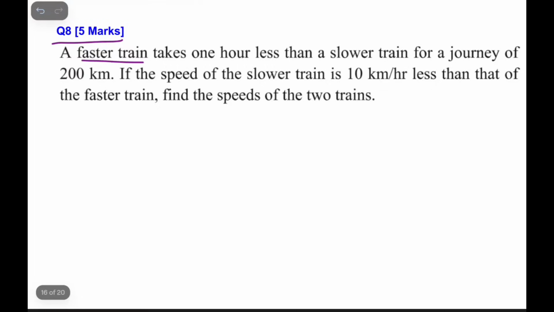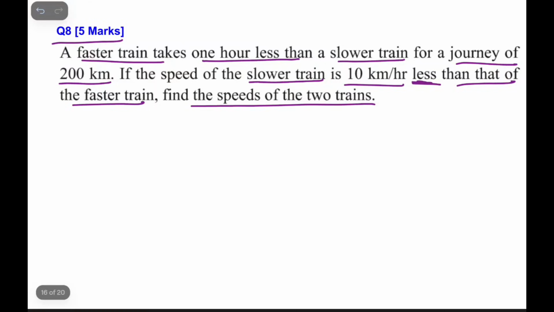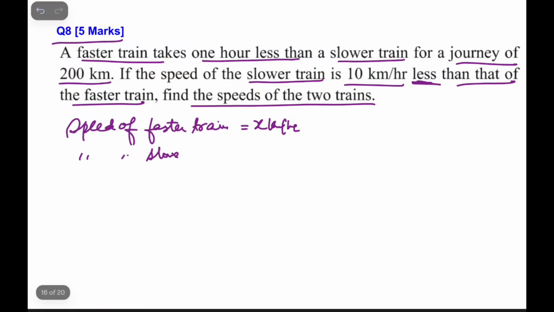Question number 8. A faster train takes 1 hour less than the slower train for a journey of 200 km. The speed of the slower train is 10 km less than that of the faster train. We have to find the speed of the trains. So let us suppose the speed of the faster train is x km per hour. So the speed of the slower train will be x minus 10 km per hour.